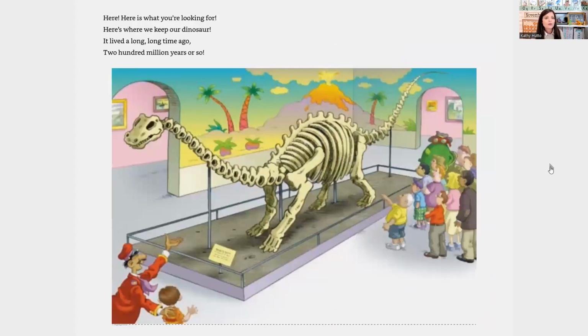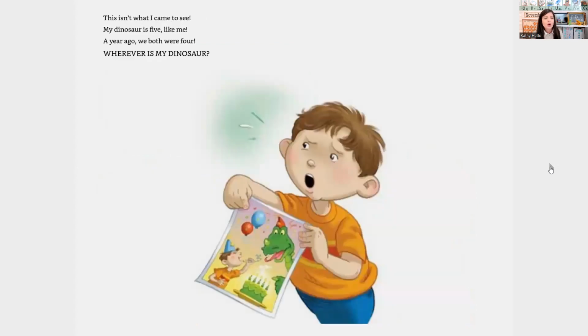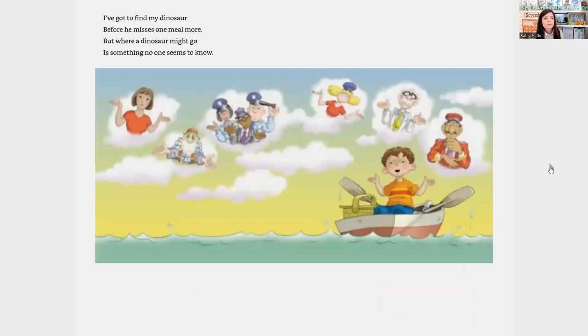Here's what you're looking for. Here's where we keep our dinosaur. It lived a long, long time ago, thousands of years or so. Thousands of years ago? No, no, no, that can't be so. This isn't what I came to see. My dinosaur is 5, like me. A year ago, we both were 4. Wherever is my dinosaur? I've got to find my dinosaur before he misses one meal more.